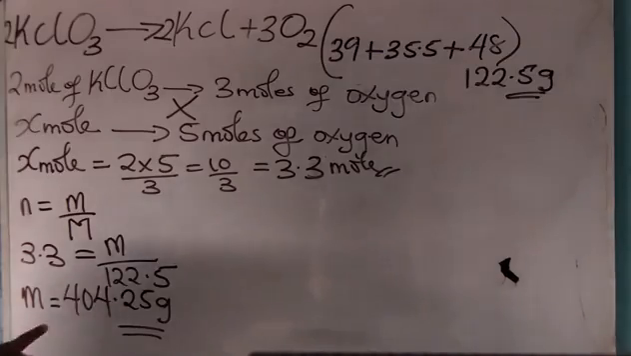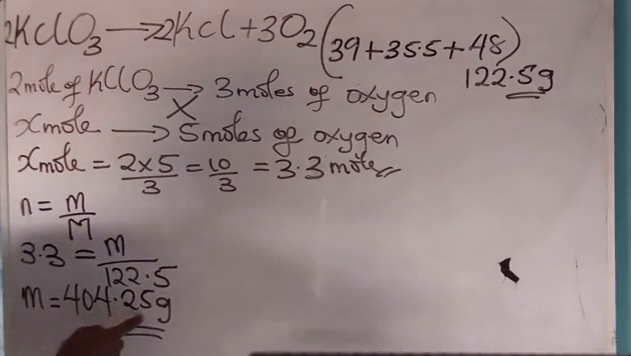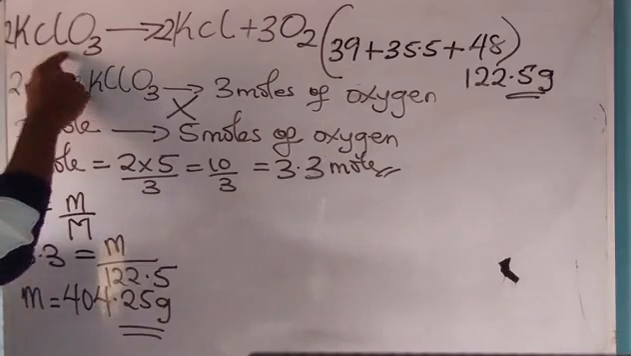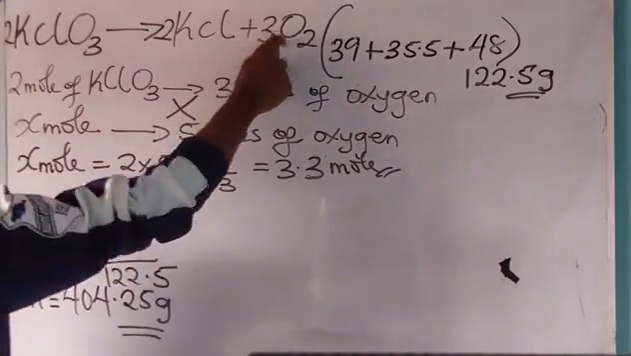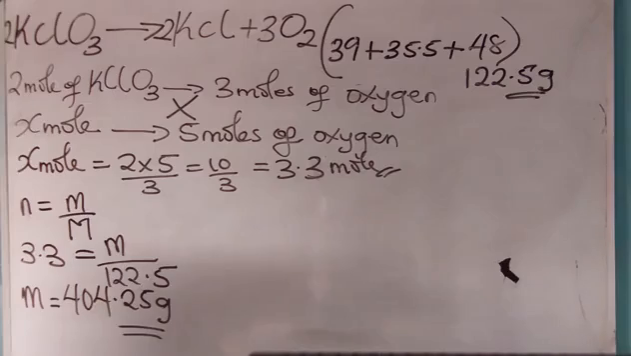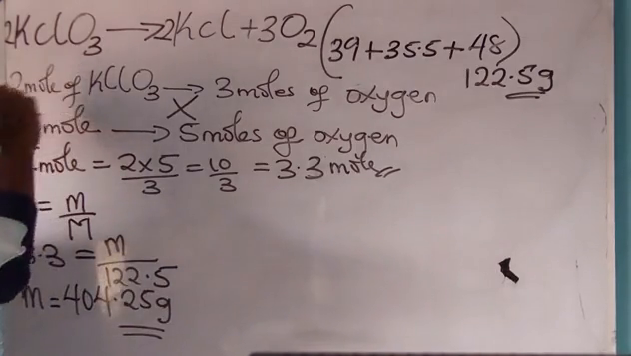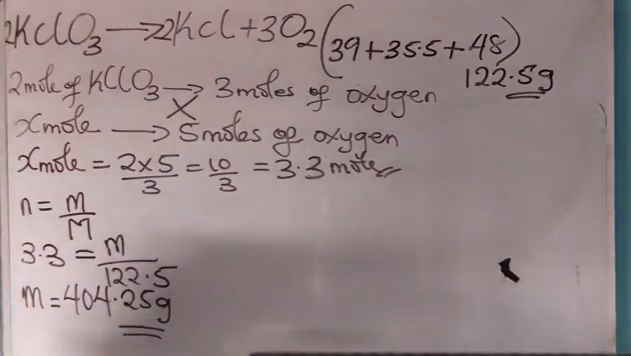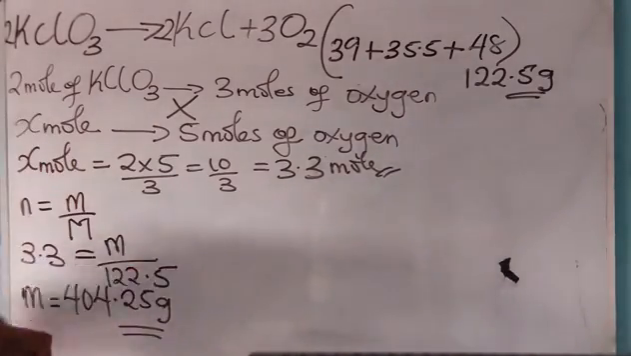It therefore means that 404.25 grams are needed. Okay, that is 404.25 grams of potassium chromate is needed to produce 5 moles of oxygen. To produce 5 moles of what? Oxygen. We've gotten this. You can interpret it as 404.25 gram of this is needed to produce what? 5 moles of what? Oxygen. That is the first one. That is what? A. Now let's solve for B.